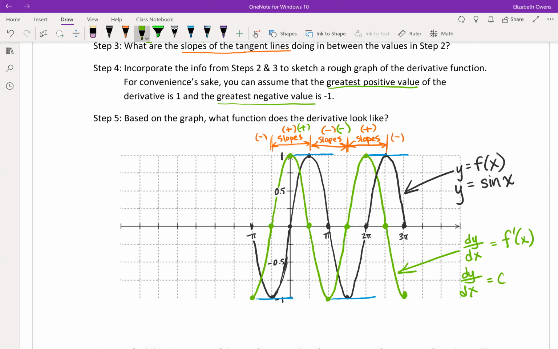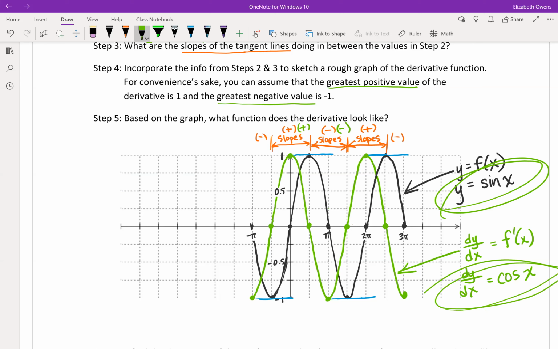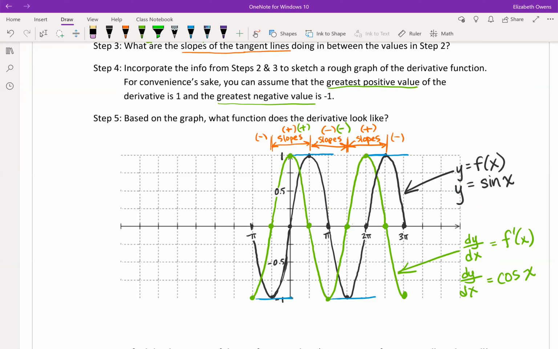So that turns out to be the derivative of the sine function. The derivative of sine x is cosine x. And that's one way that we can see it, with this graphical approach here.